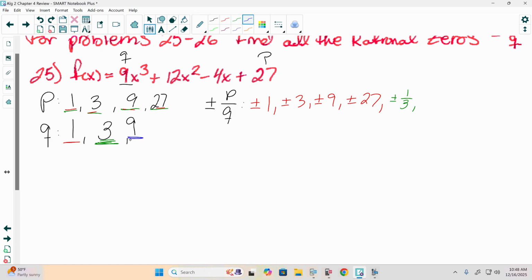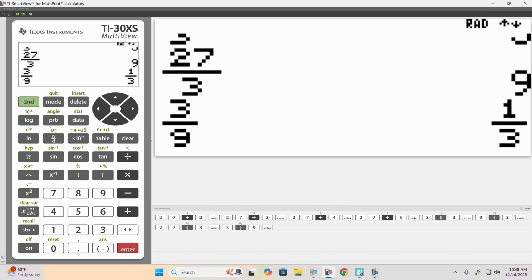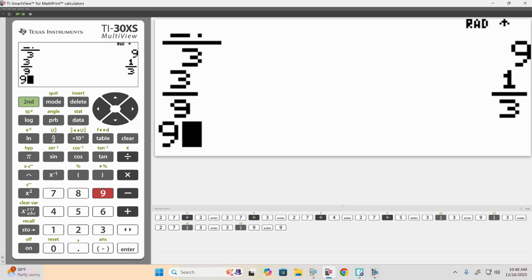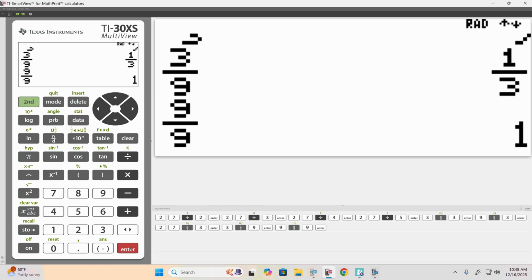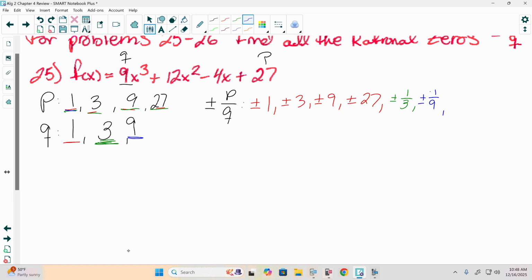Our last factor of Q is 9. So we can do 1 over 9. So plus or minus 1/9. That doesn't reduce, it doesn't simplify, so it's still just 1/9. Now, the next one would be 3/9, which is 1/3. We already have it. 9/9 is 1. 27/9 is 3. If it gives us something we don't already have, we have to list it. And since we finished ninths, there is no other factor of Q.